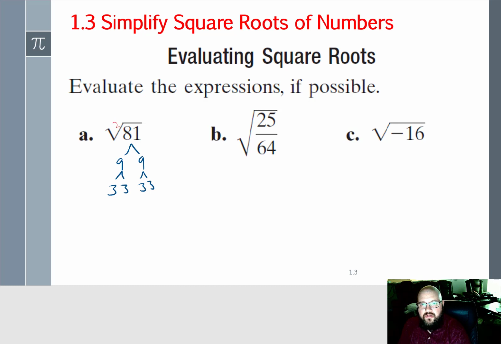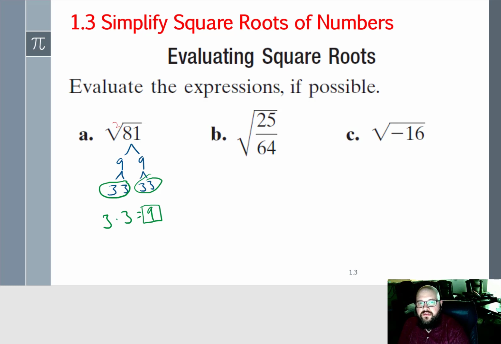So with that, we want to get pairs of the prime numbers and pull them out. So we have a pair of 3s, a pair of 3s. So we can take those outside of the radical sign. So we can say 3 times 3, which should equal 9. So the square root of 81 is 9, because 9 times 9 is 81, just like we showed here.